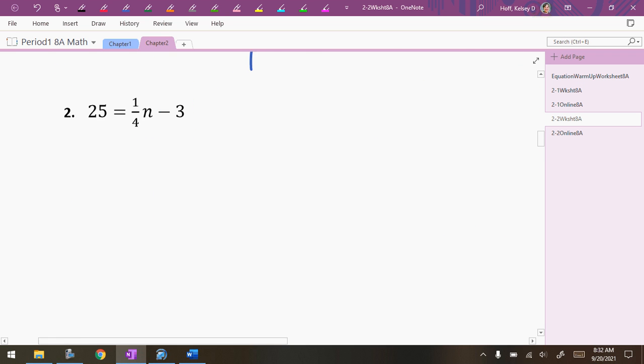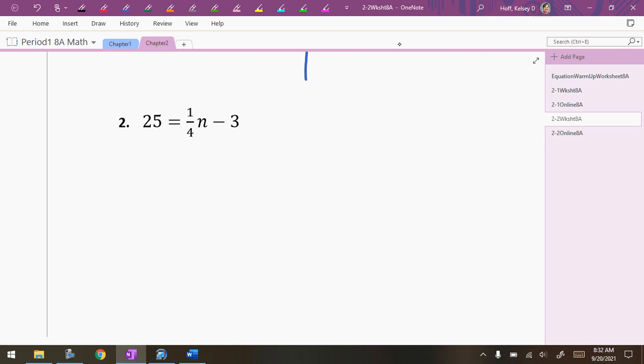Okay, and then everybody's going to panic on number 2. Why are you going to panic? Because it's a fraction. It's a fraction, but we can still do the same thing. Okay, draw your line through your equal sign. Don't shout. I'm going to call on someone. If I cover up my 1/4 n, Keegan, what do I need to get rid of? And how do I get rid of a -3?